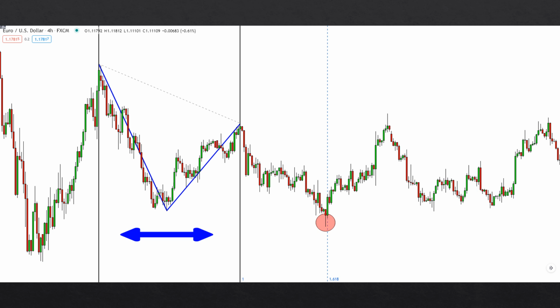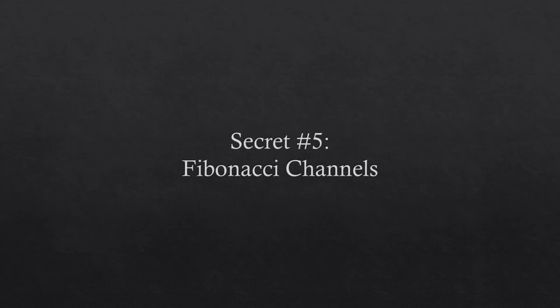Secret number 5. Fibonacci Channels. A less frequently used aspect of the Fibonacci ratios dwells somewhere in between the spatial and temporal dimensions like we just saw, and it's the application of Fibonacci channels. The way regular channels are drawn is by using equidistant spaces between the channel boundaries, but we can change that by applying Fibonacci ratios to the channel boundaries.